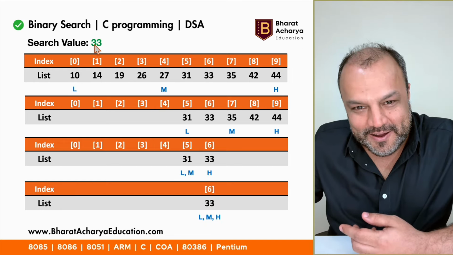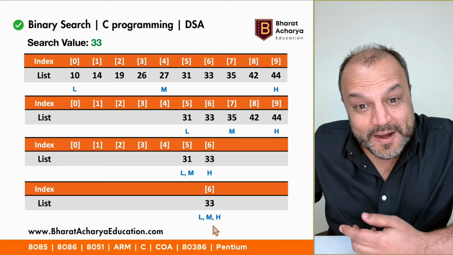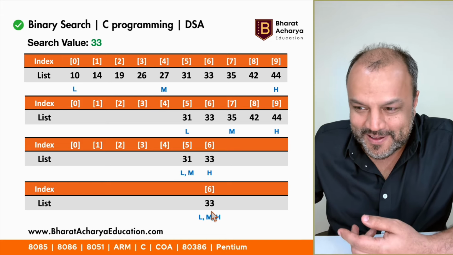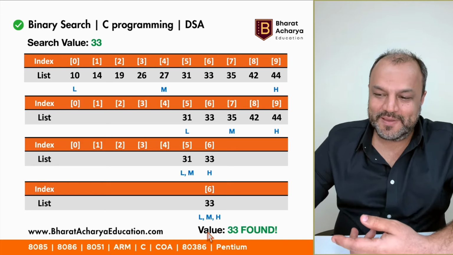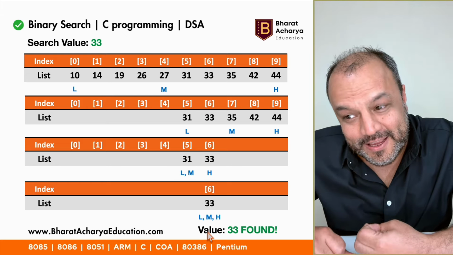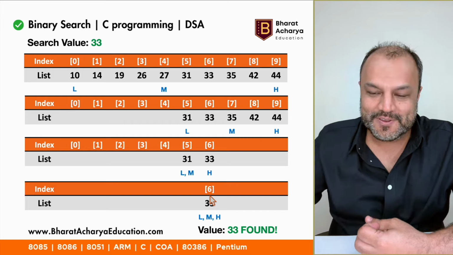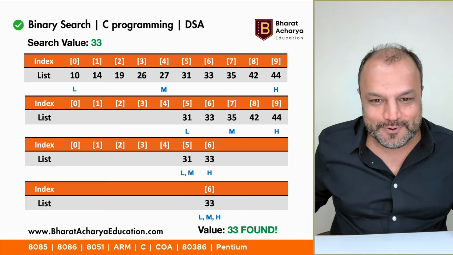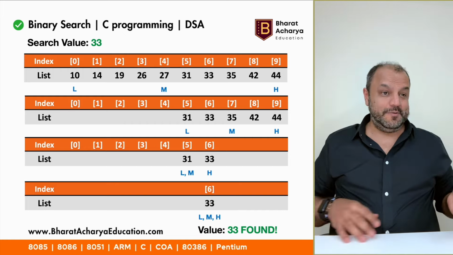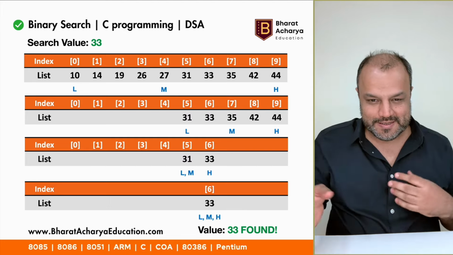Repeat, calculate, compare. Your 33 will be compared with m. Remember, you're always comparing with m, and 33 is m. That means your value is found in how many searches? 1, 2, 3, 4. Why? Because there are 10 elements. 10 is up to 2 raised to 4. Even if there are 11 elements, 4 searches. 12 elements, 4 searches, and so on.